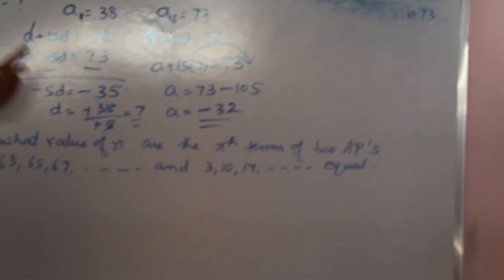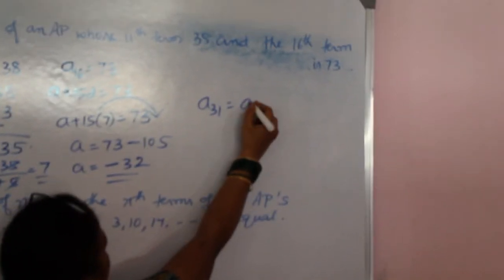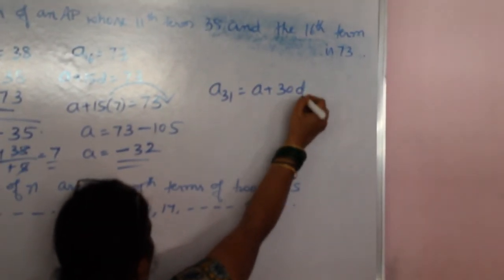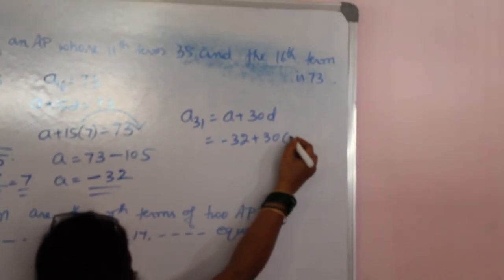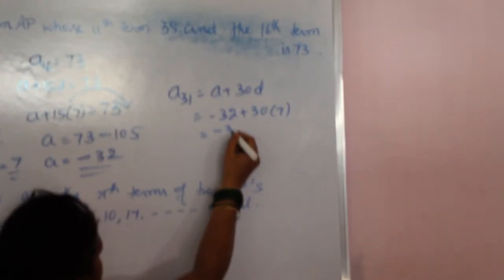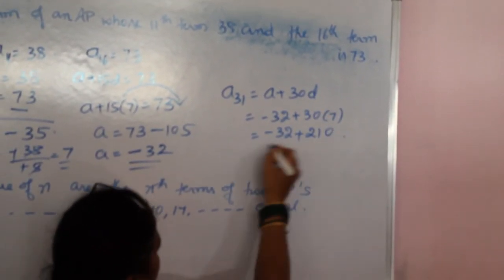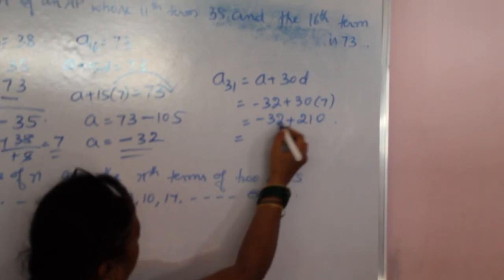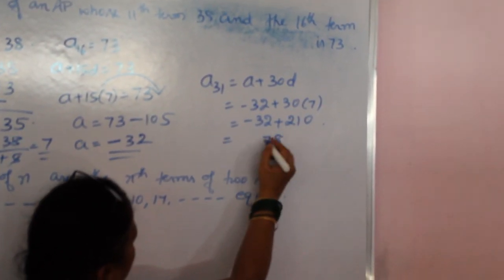Now we have to find the 31st term. We know A31 equals A plus 30D. A is minus 32 plus 30 into D, which is 7. Minus 32 plus, 7 threes are 21, 210. Then do the subtraction. 210 minus 32 is 178.